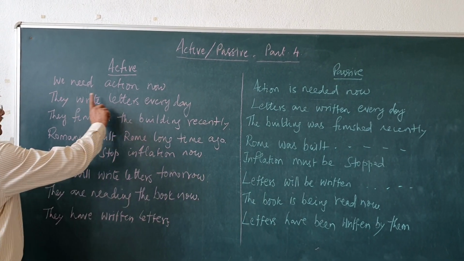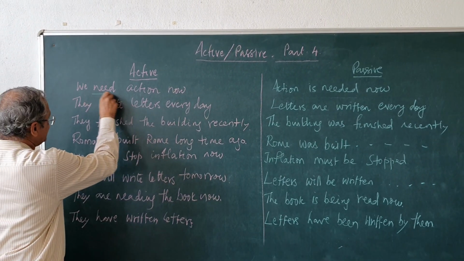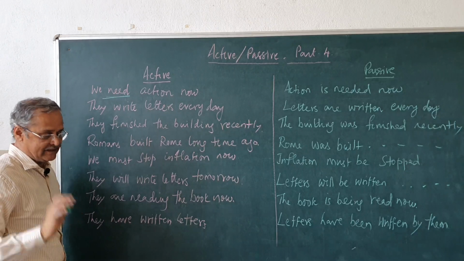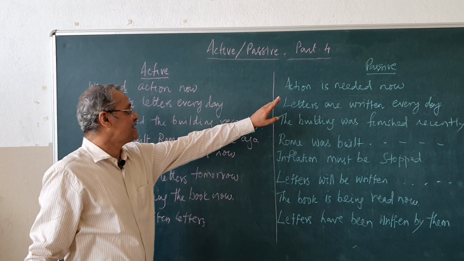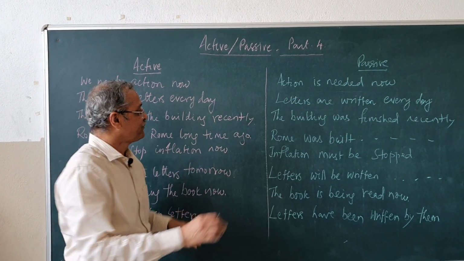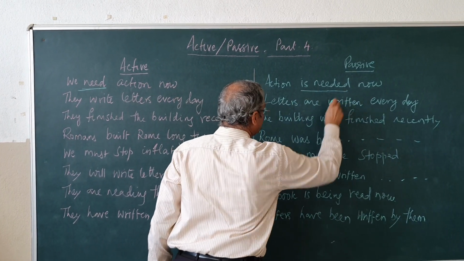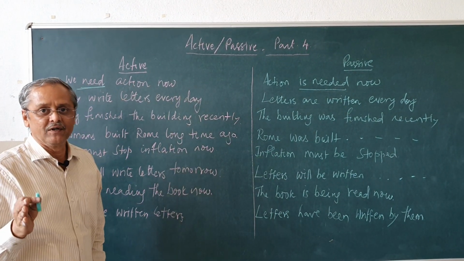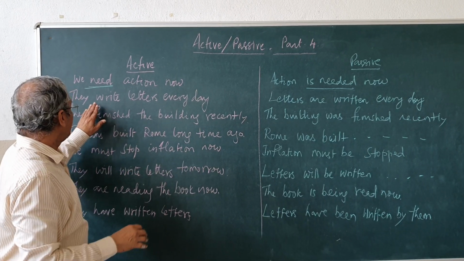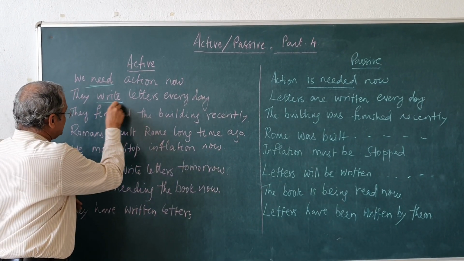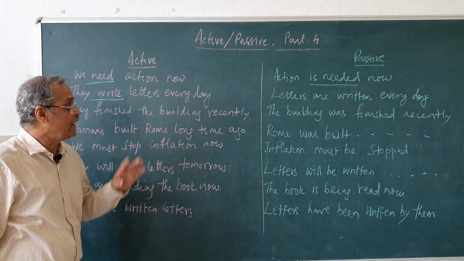See, we need action now. Need is the active verb here in present tense. So, what happens? Action is needed now. Need is a simple present tense verb. It becomes is needed now. They write letters every day. Write is the active verb in present tense again.